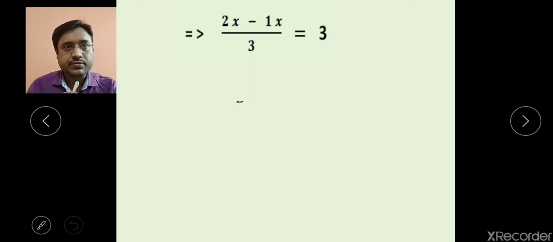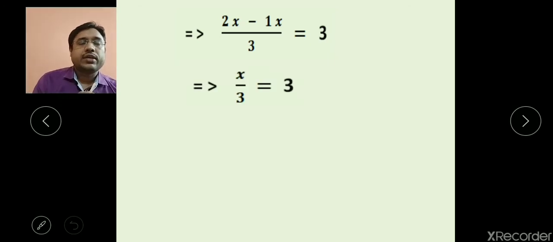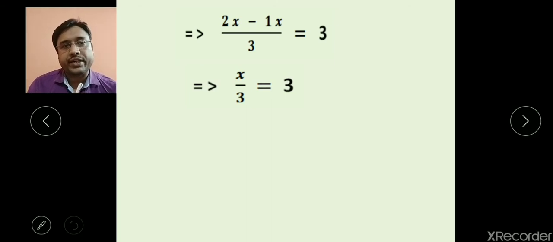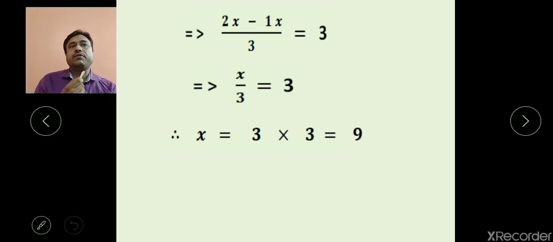Then 2x minus x, because the denominator is the same, so directly we can find the difference of their numerators. In fraction subtraction we have seen that. So x by 3 equals 3. Now cross multiply this: 3 into 3 is 9. That means x equals 9. So the value is x equals 3 into 3, that means 9.